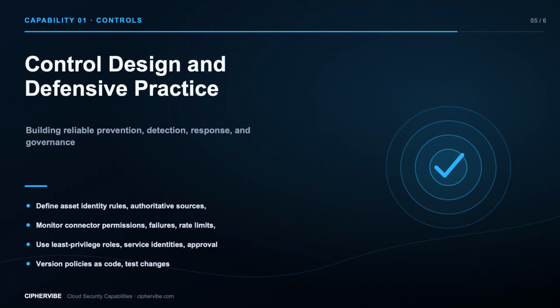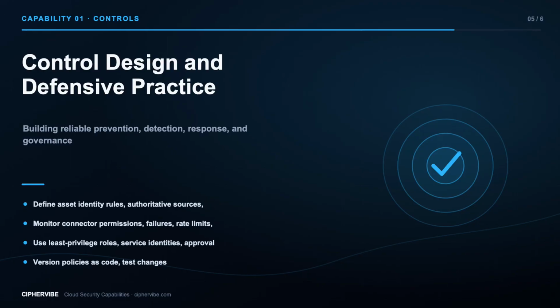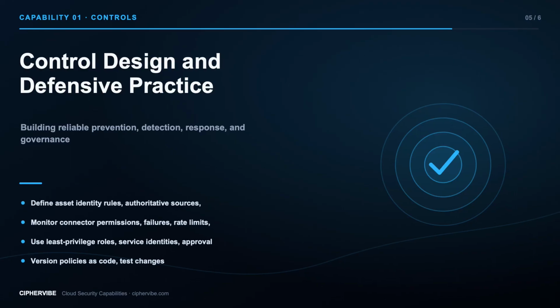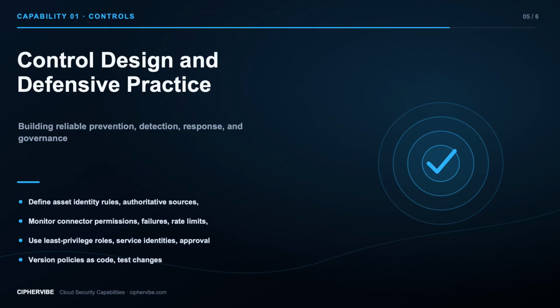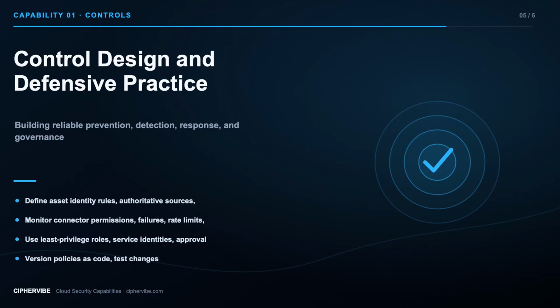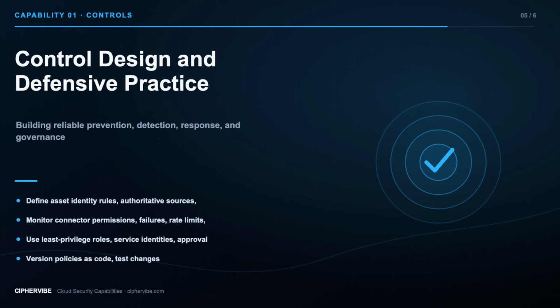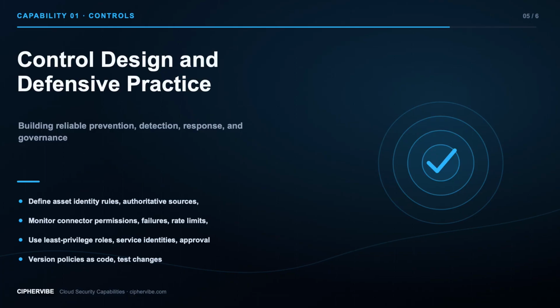Control design should include preventive, detective, responsive, and recovery layers. Together they establish safe defaults, identify drift, govern containment, and restore service. Least privilege applies to connectors, agents, orchestration identities, data stores, and administrators. Scope, separate, monitor, rotate, and test their access.